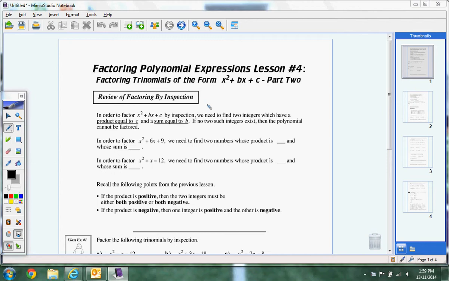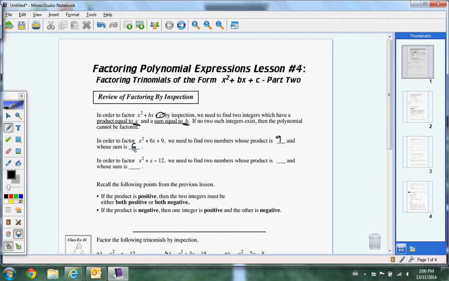Okay? So just to review, in order to factor x squared plus bx plus c, we're looking for two integers that have a product of c, so multiples of c, that add up to b. That's the sum-product we've been talking about. If there aren't any integers that do that, then it cannot be factored. In order to factor x squared plus 6x plus 9, whose product is 9, and sum is 6.